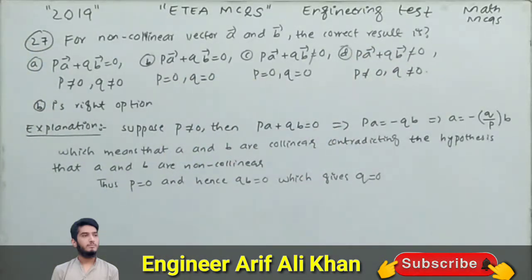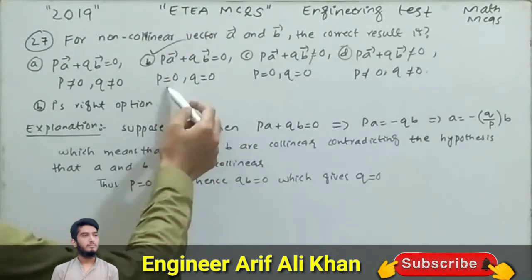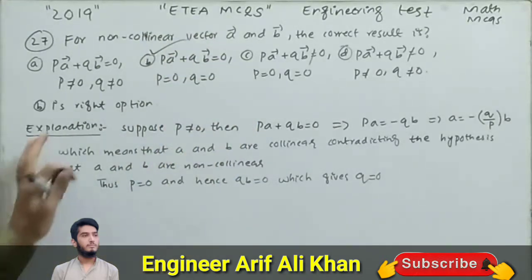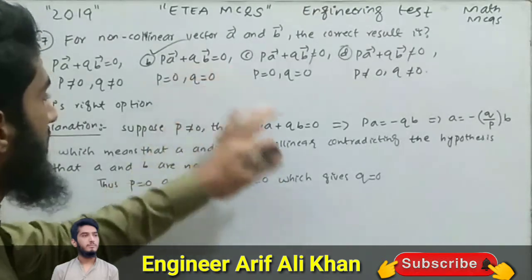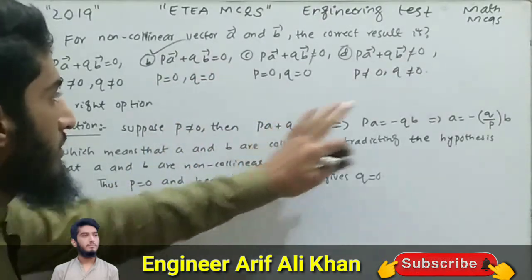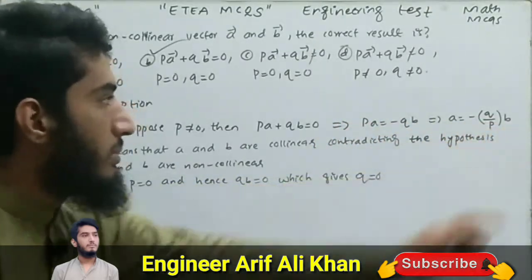So the correct option for this MCQ is option number B, which tells that pA plus qB is equal to 0, p is equal to 0 and q is equal to 0. Explanation. Suppose p is not equal to 0, then pA plus qB is equal to 0, let's suppose. So shift qB to the right hand side, finding the value of A from over here, it gives us minus q by p into B.